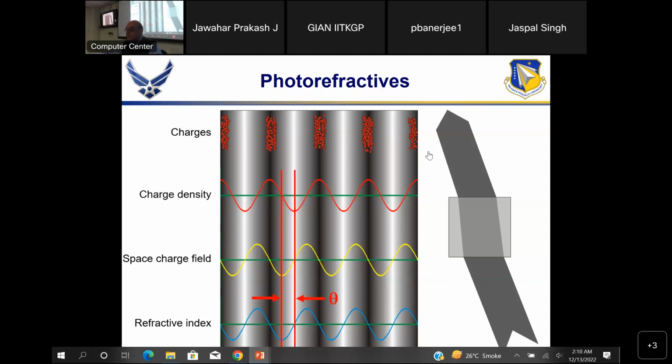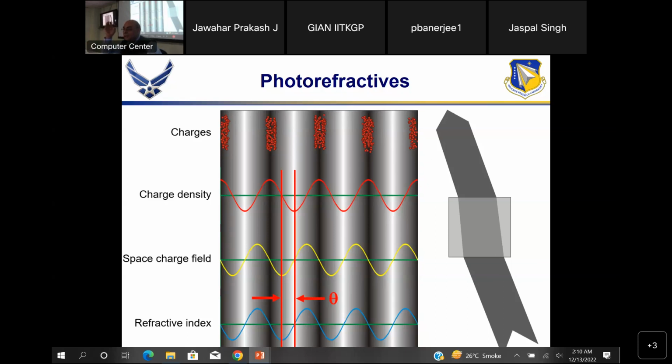So I'll tell you what we are doing currently. Currently we are storing volume gratings inside the material, okay? And then we are using it for the purpose of image processing. I'll talk about that later on. So again, this is a new concept. Exactly as you said, angular selectivity. So we are using the angular selectivity.